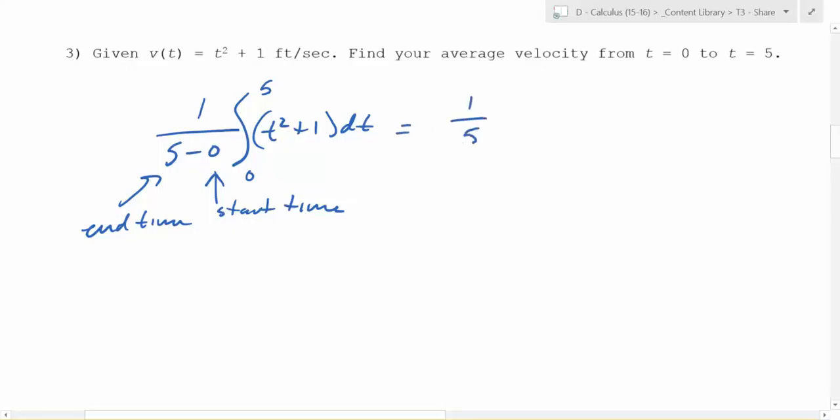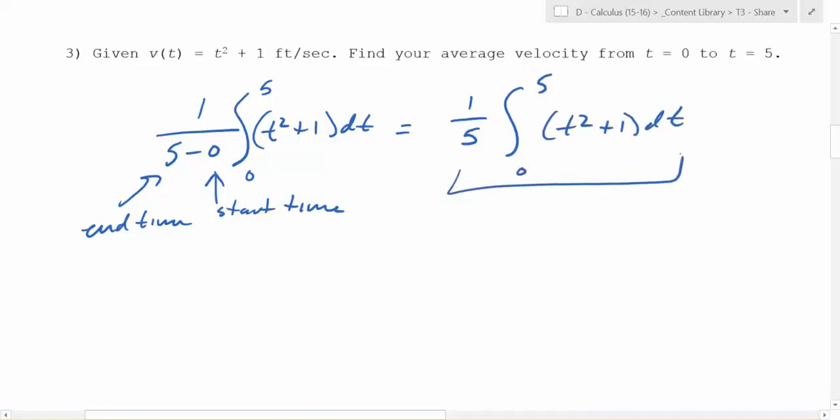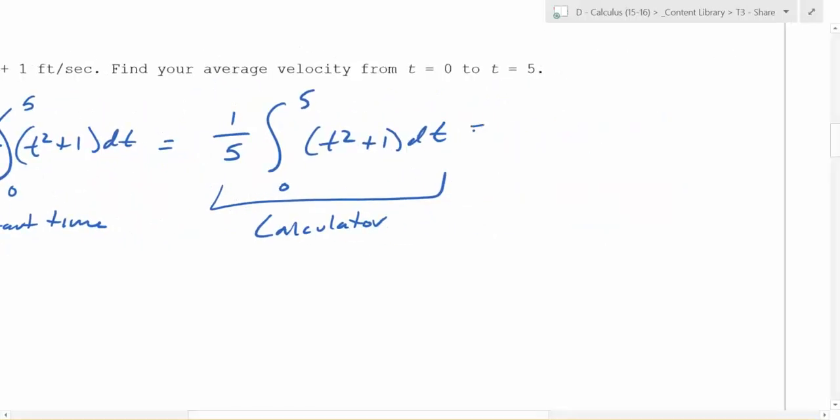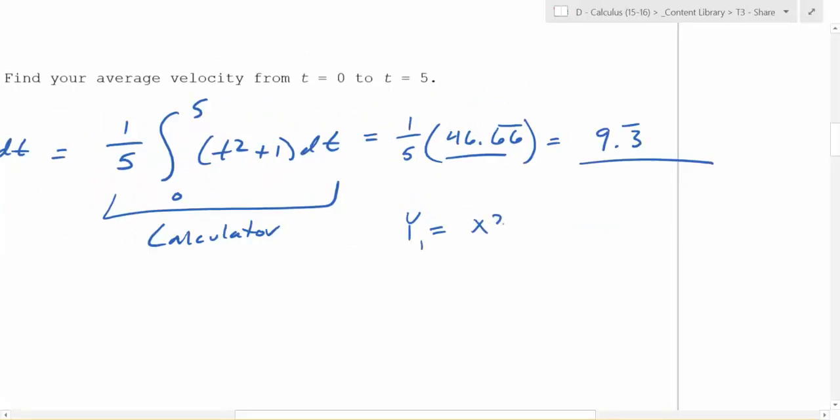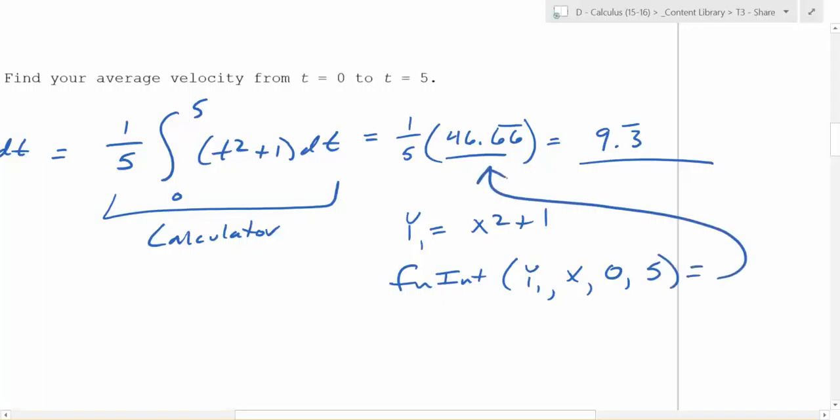This equals 1 over 5 times the integral from 0 to 5 of t squared plus 1 dt. What are you going to need right now to figure this out exactly? Calculator. Use your calculator right now and figure that out. Give me it to 3 decimal places. Enter x squared plus 1, and then you'd have function integral of y1 comma x comma 0 comma 5. That should equal 46 2/3. And then what do you multiply it by?